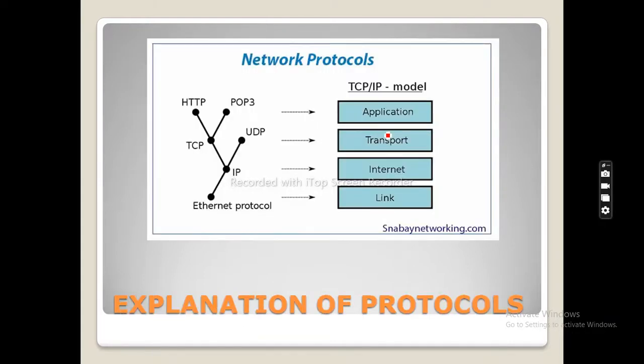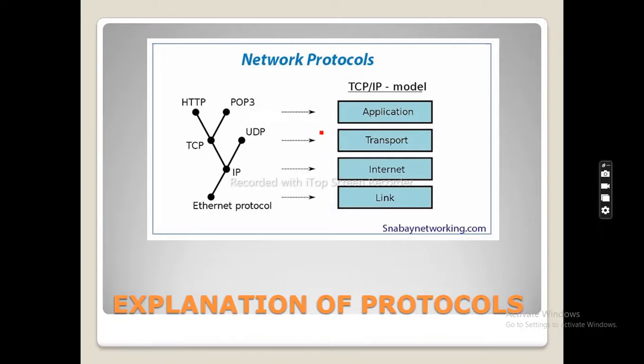This is a diagram of network protocols. You can see, as I have explained about HTTP, POP3 means post office protocol, UDP is user datagram protocol, TCP is transmission control protocol, and IP is internet protocol. You have heard about the IP address, that every computer has its own personal IP address. An IP address is a set of blocks of digits separated by a dot.